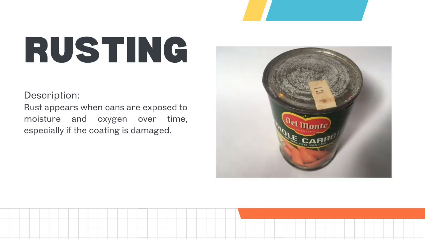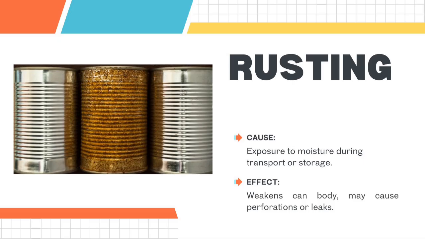Next is a defect we are all familiar with: rusting. Rusting happens when the protective coating on the can is damaged and the metal is exposed to moisture or humidity. The main causes of rusting include storing cans in damp environments, exposure to water during handling, or manufacturing flaws in the coating application.